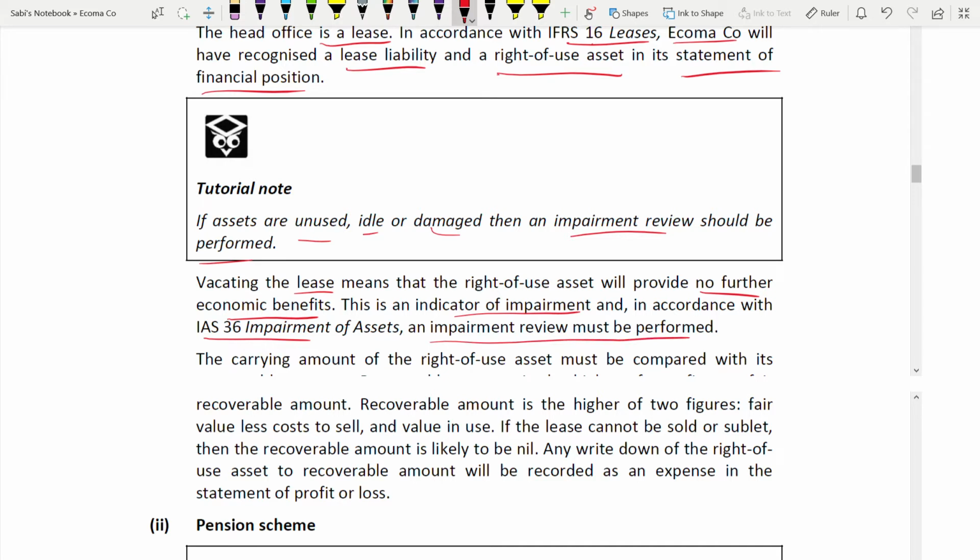Now how does impairment review have to be performed? How do you calculate impairment? Just write. Usually you write the formula, right? You have memorized the formula. Now is the time for you to write that formula down.